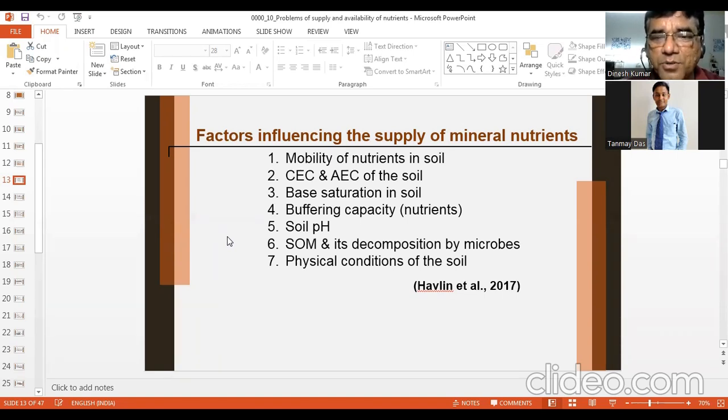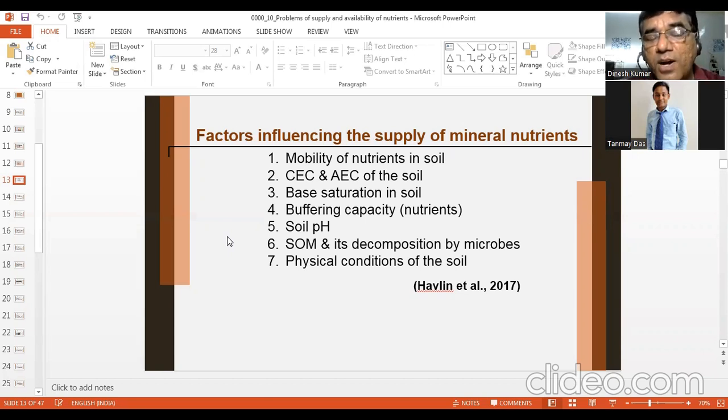Physical condition of the soil will affect the nutrient supply. If your soil structure is disturbed, it is broken, no proper soil structure, compaction is there, hard pan is there, it will not help in getting better supply of nutrients in the soil. So all these factors are going to affect the nutrient supply.